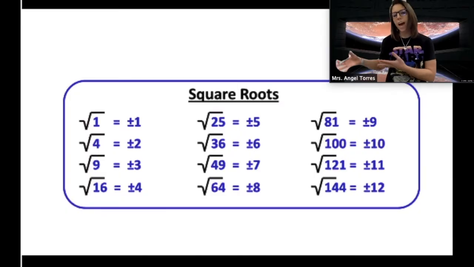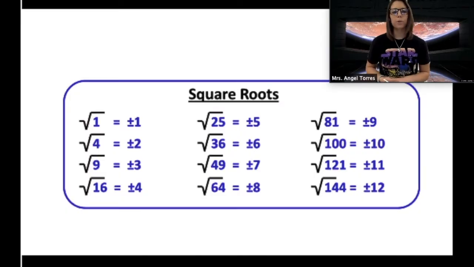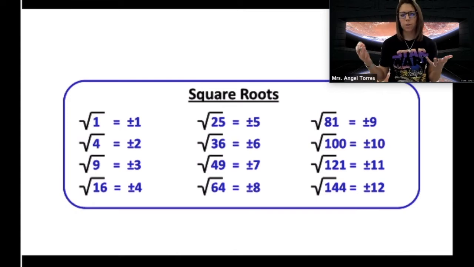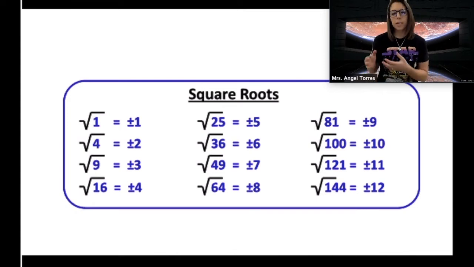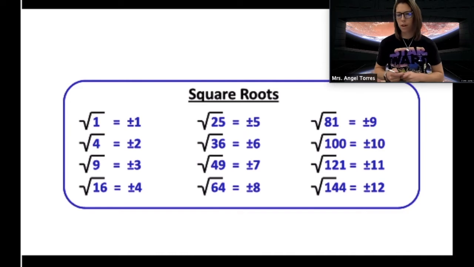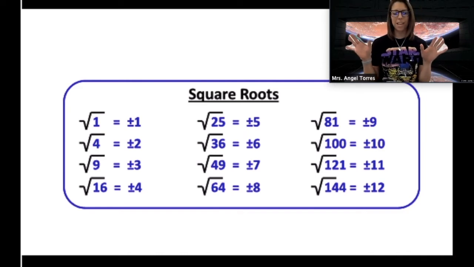So below me, I have a list of our square roots. And in this case, we're only going to be looking at perfect squares, not irrational square roots, like taking the square root of 10, for example. Notice here that in each of these, it's not just one solution, but actually two, because when you take the square root of a number, it's going to produce a positive and a negative value.